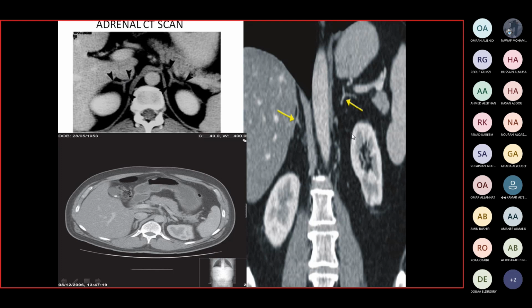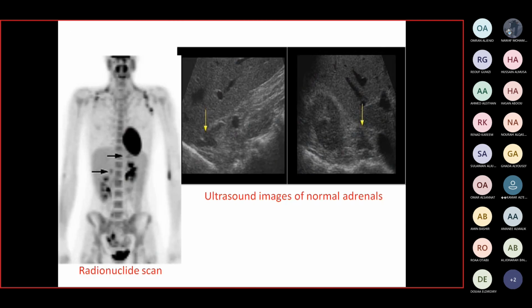What is this imaging modality? CT scan, definitely. What is the plane? Coronal section? Yes, this is a coronal section. Thank you. This is the left and right adrenal gland on CT.